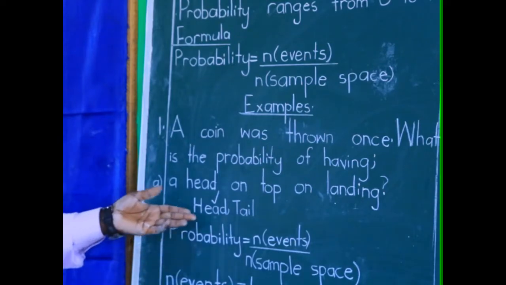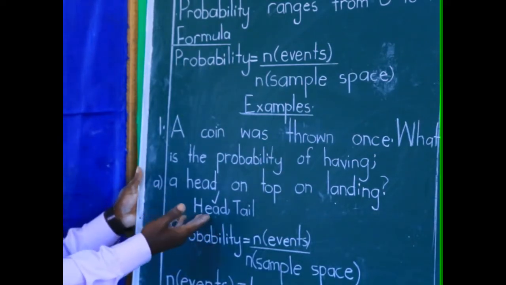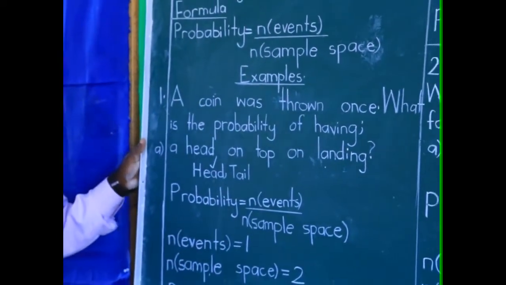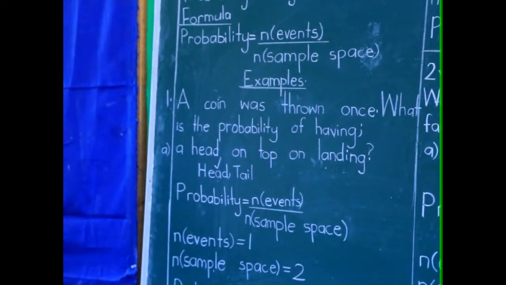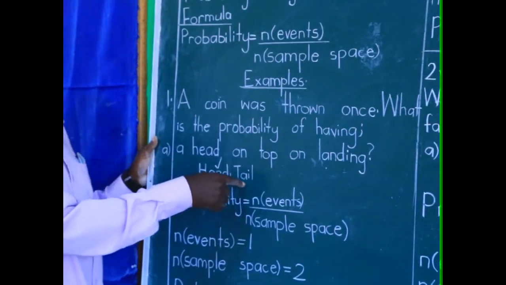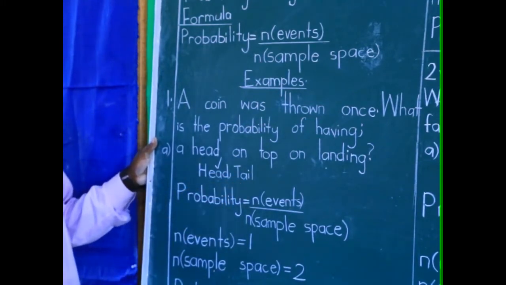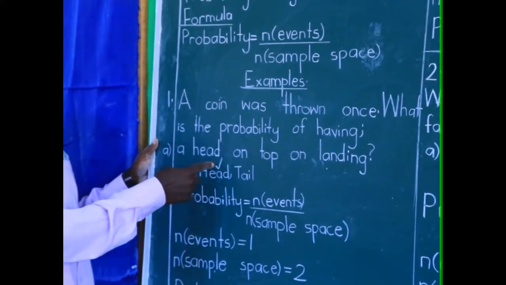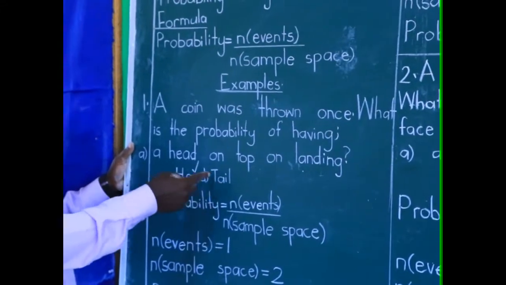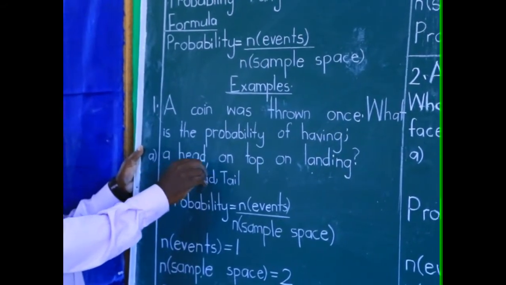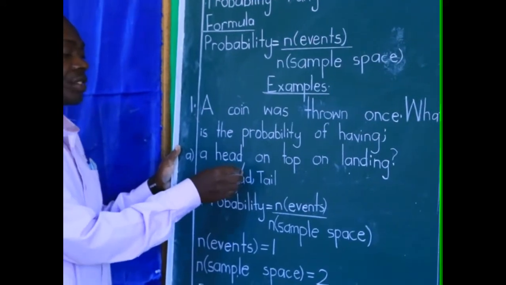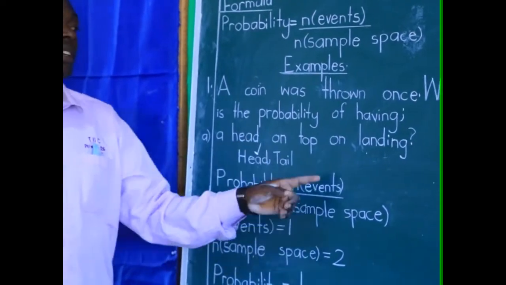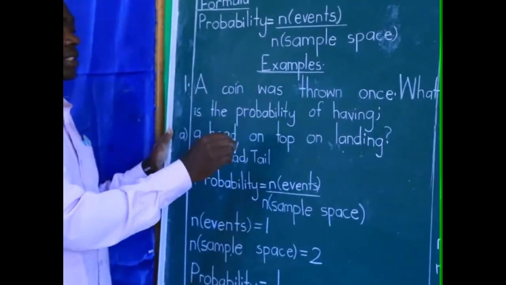When you're given a question like that, please list the sample space before you identify. The sample space are those possible outcomes. So you think about a head and a tail on tossing or throwing the same coin. So we've got head, tail. Now the question asks for head. That's why you tick. This is what's called identification of what the examiner wants. So what's the probability of having a head on landing? It's only one head here.